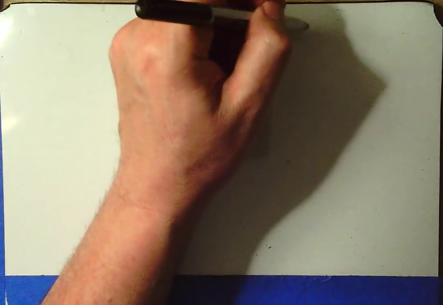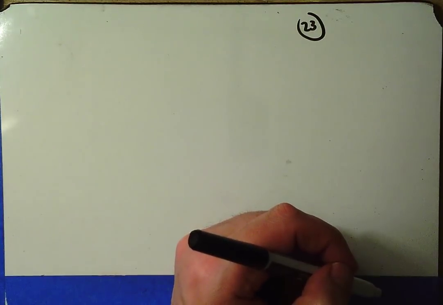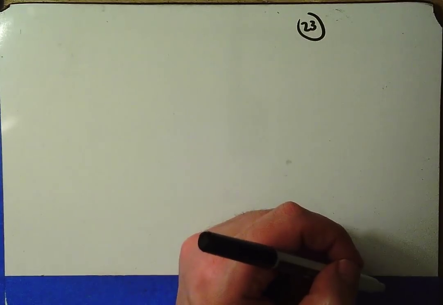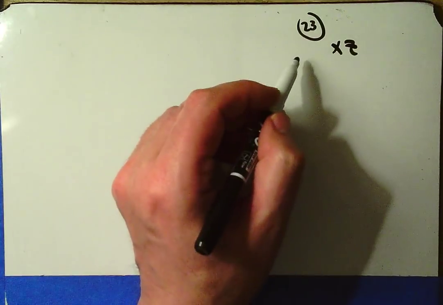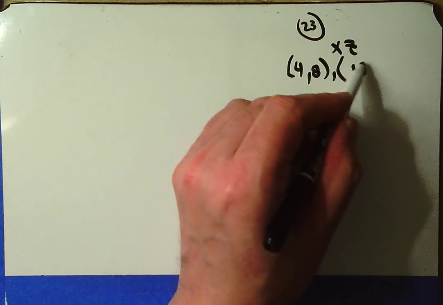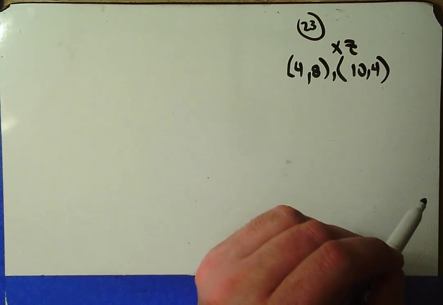In fact, in problem number 23, in the figure below, at which point does XZ intersect its perpendicular bisector? Well, I know a perpendicular bisector has to bisect the line and therefore pass through the midpoint of that line. So I've got this line XZ, with endpoints located at 4, 8 and 10, 4. I counted those based on the scale they gave me on the graph.